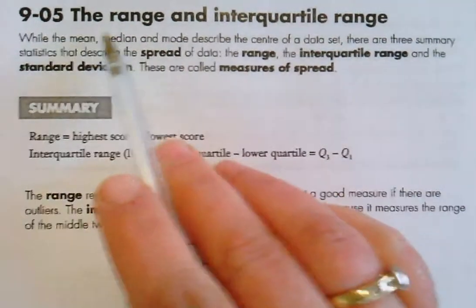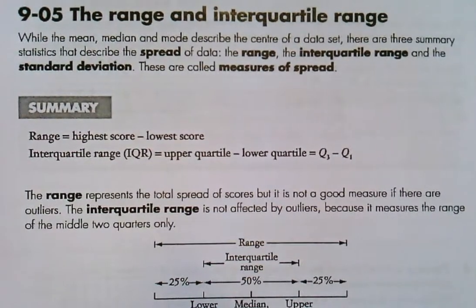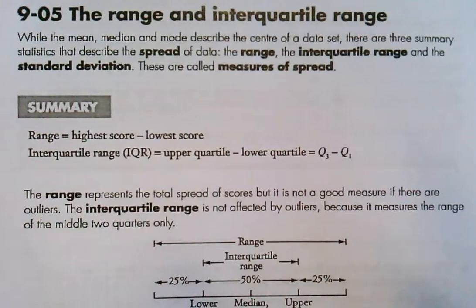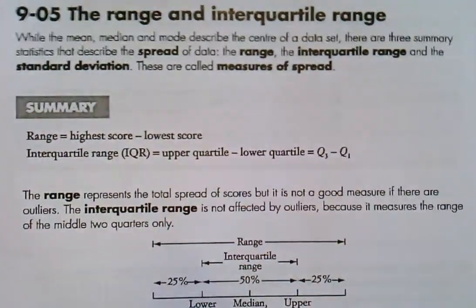Exercise 905, the range and interquartile range. This just flows on nicely from what we've done with quartiles. So all we've got to do is subtract. Interquartile range is just Q3 minus Q1.